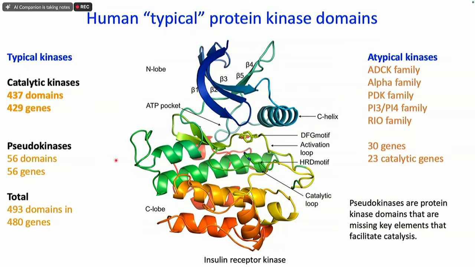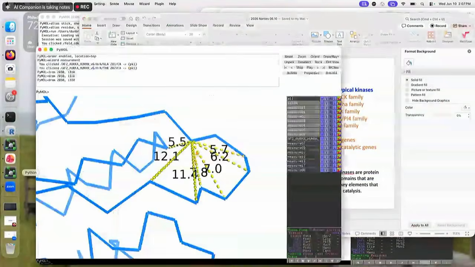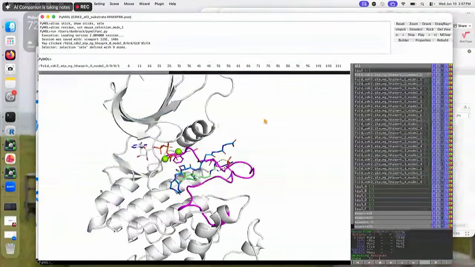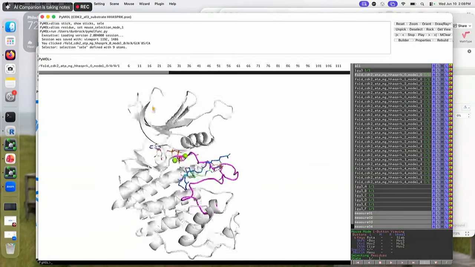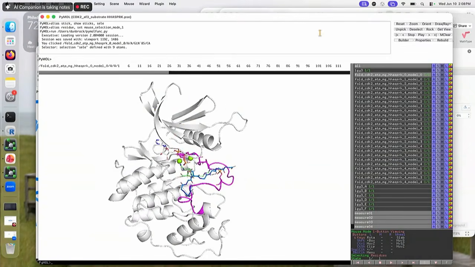The structure looks like this. I'm actually going to switch to a PyMol session. So we can look a little bit more closely at the kinase domain. This is actually an AlphaFold model of CDK2 with a substrate bound. So a typical kinase domain has an N-terminal domain that has beta strands and what's called the C helix. The C-terminal domain is mostly alpha helices.